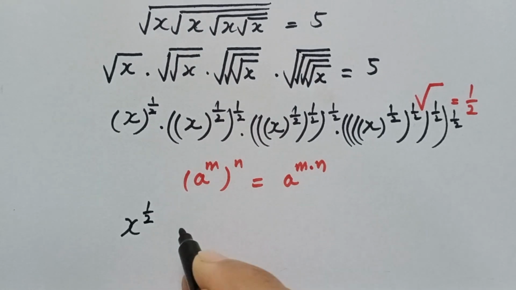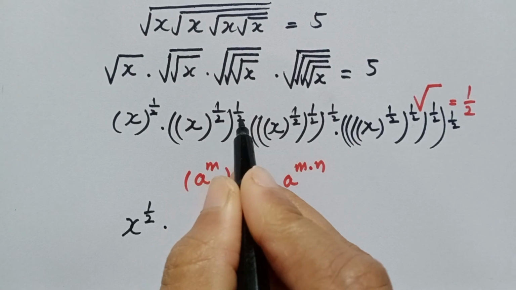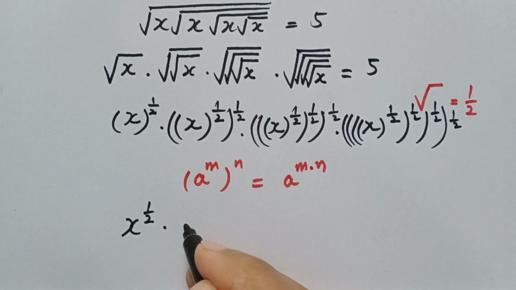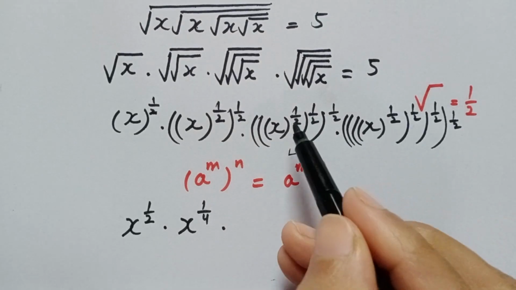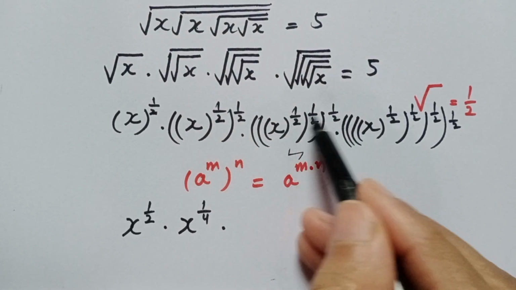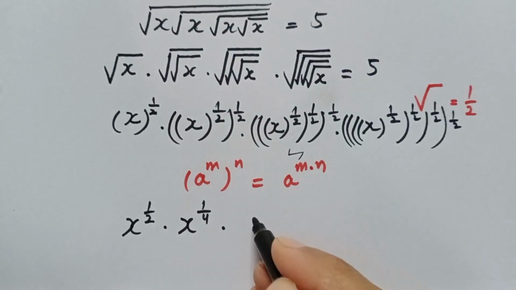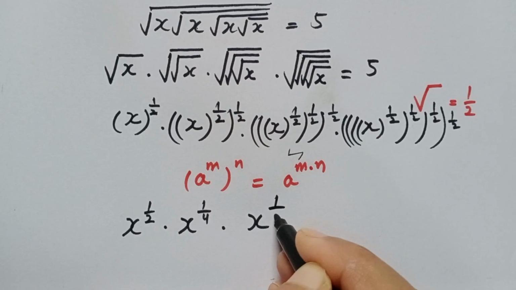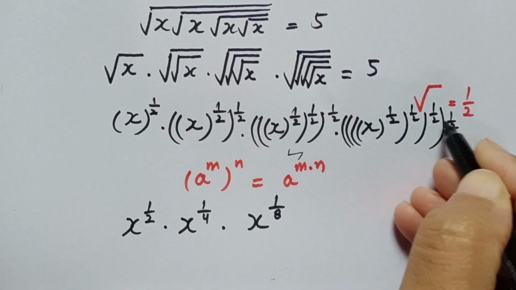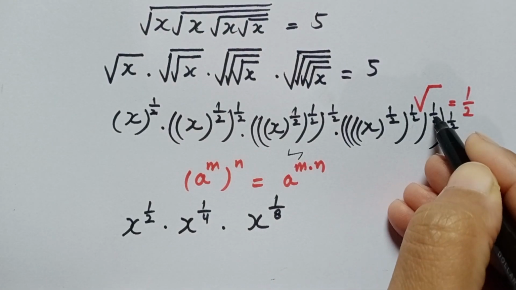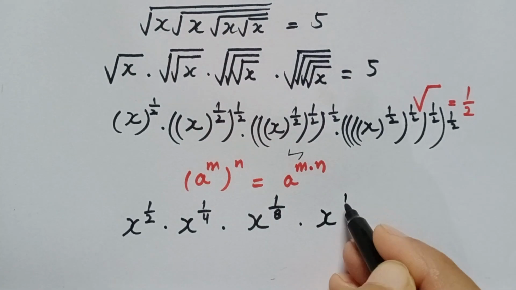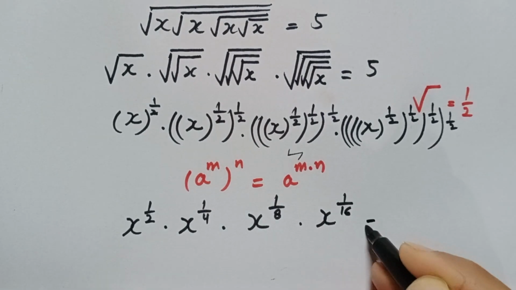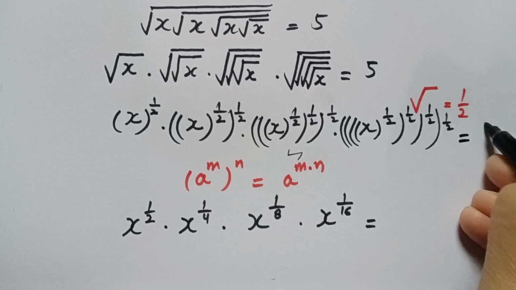x to the power 1 over 2: we can multiply these two powers. So here we will get x to the power 1 over 4. Here we will multiply all three powers and we will get 1 over 8, so x to the power 1 over 8. Here we have four powers. We will multiply all of them and we will get 1 over 16, so x to the power 1 over 16 is equal to 5.